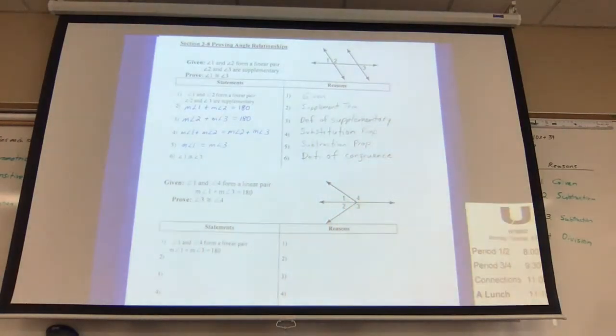And if you want on that, you can use your congruent symbol. You don't have to write it all out. All right, there's our first proof.